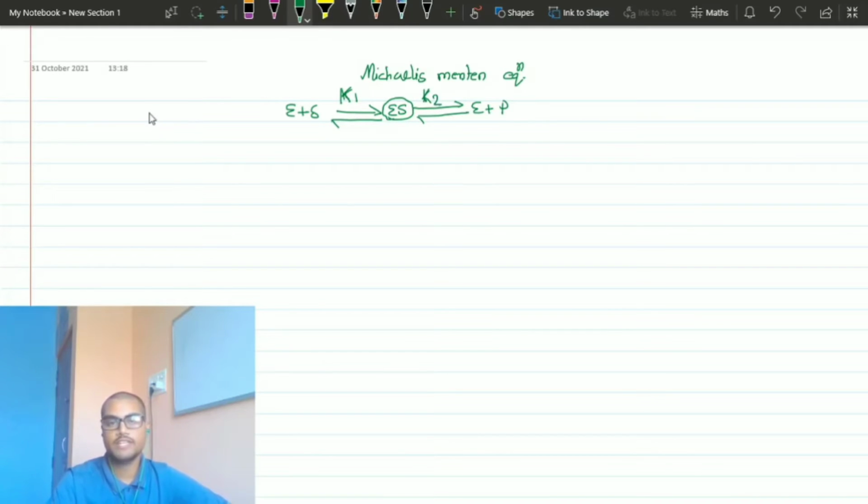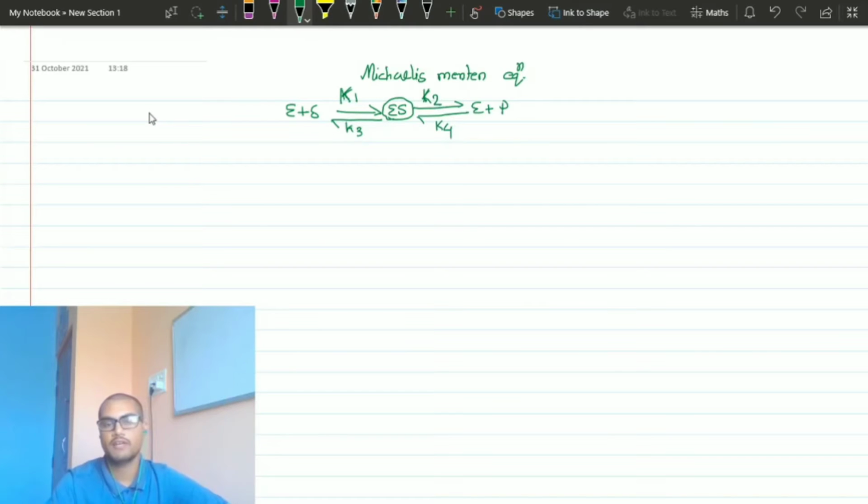Now in case of the backward reaction, whenever this enzyme-substrate complex gets dissociated and forms the enzyme plus substrate by following the backward reaction, the dissociation constant will be K3. On the other hand, whenever the enzyme plus product get associated with each other and follow the backward reaction to form the enzyme-substrate complex, let's suppose in this case the association constant will be K4.